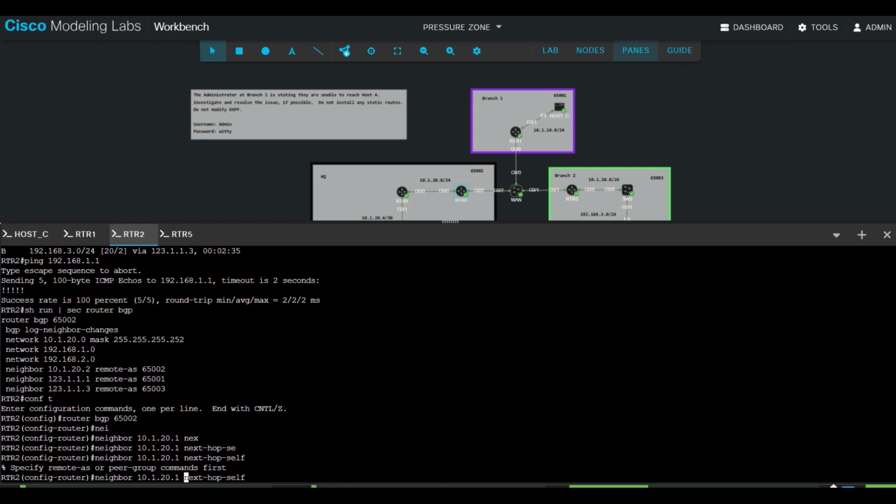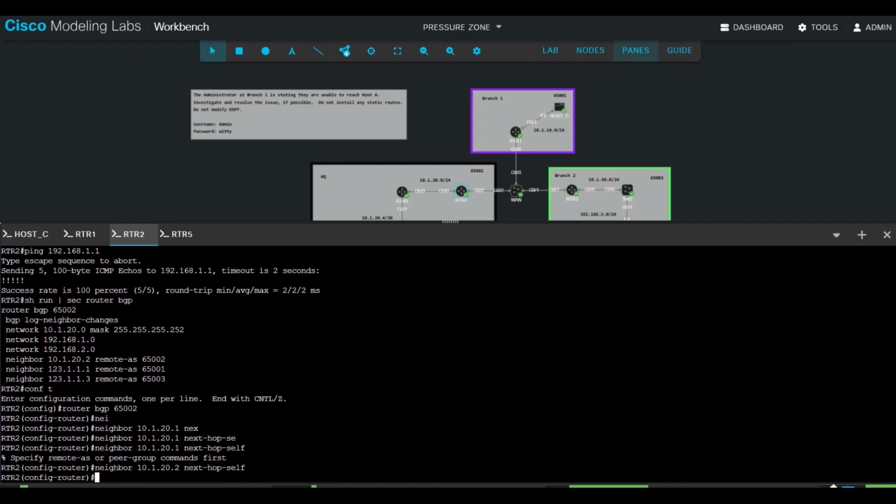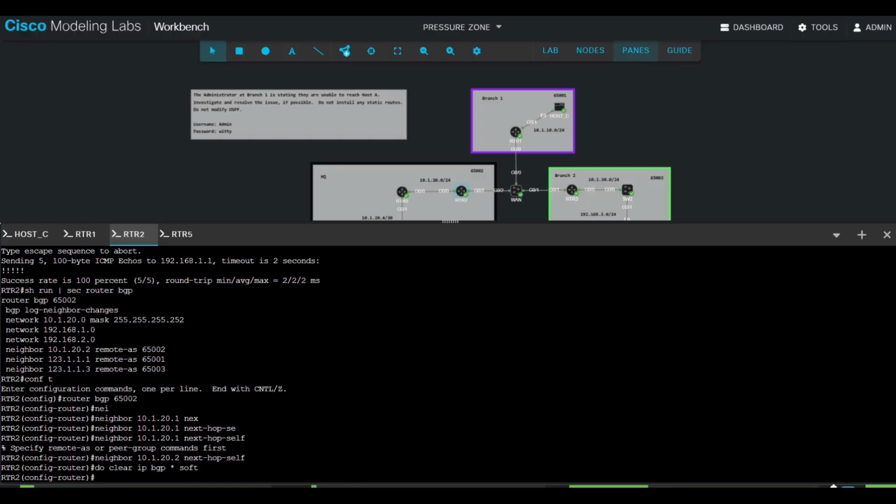Another option some may have found would be to use the default-originate command, so Router 2 would advertise the default route, giving Router 5 reachability. While that would have worked, it would not be considered the best solution for the specific problem and the intent of this lab.